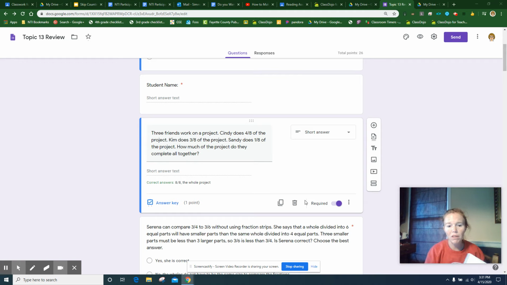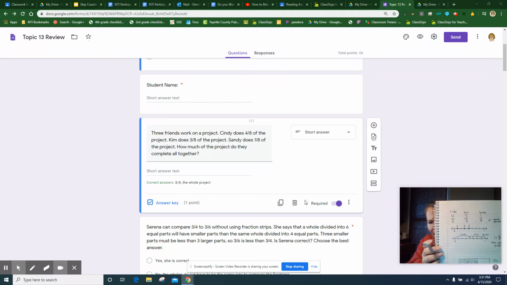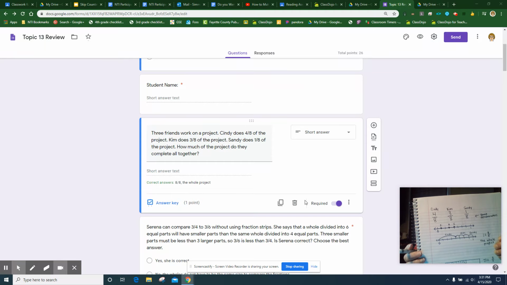So first of all, you want to think about your important information. They're all working on one project, so the project is the whole in this story problem. I know that Cindy completes 4/8, and I know that Kim completes 3/8 and Sandy completes 1/8. Something that I notice in this problem is that all of those 3 fractions have the same denominator. They all have an 8 as a denominator.